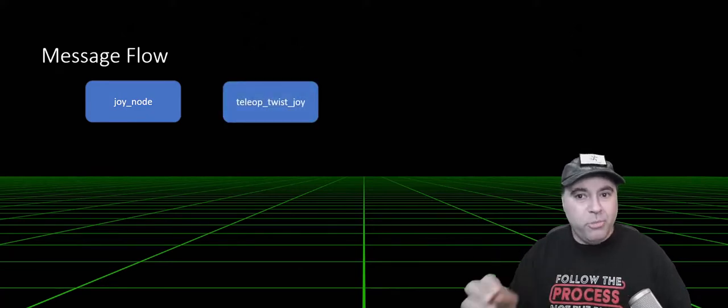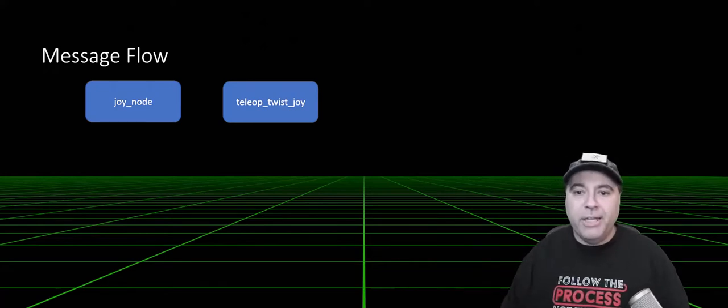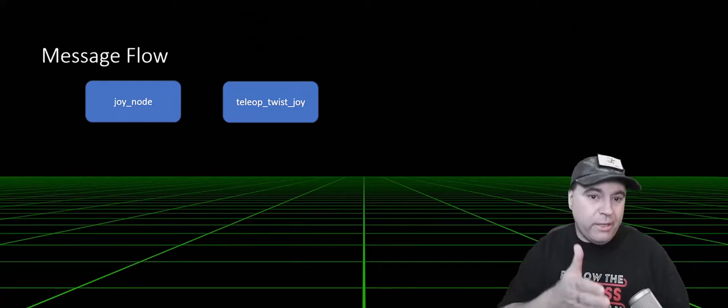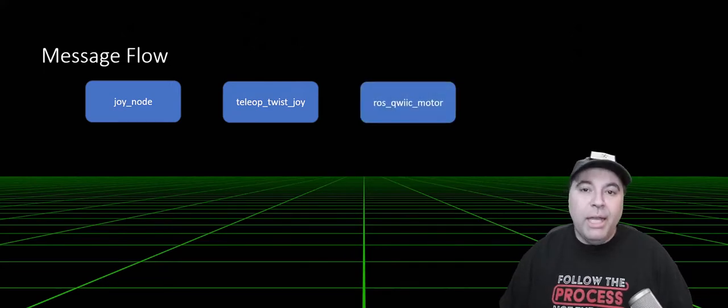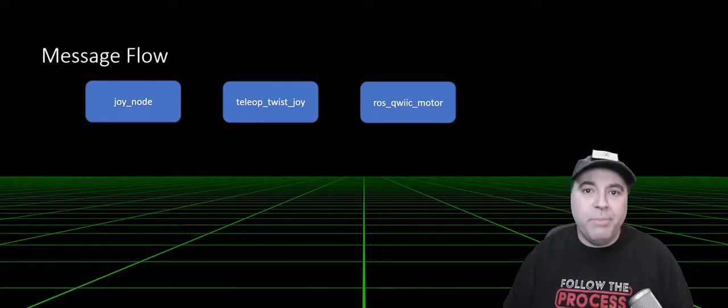In order to talk to a motor, we have to turn the joystick command into something the motor understands. And that's the job of the teleop twist node. Now, in this case, it's very specific to a joystick. It consumes a joystick message and turns it into something the motor can consume. And I've implemented a quick motor controller that's based on the Sparkfun motor controller that comes with the Sparkfun JetBot.